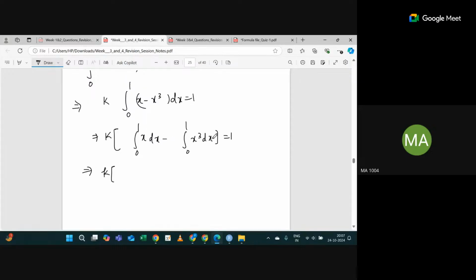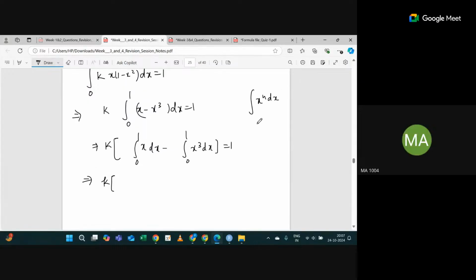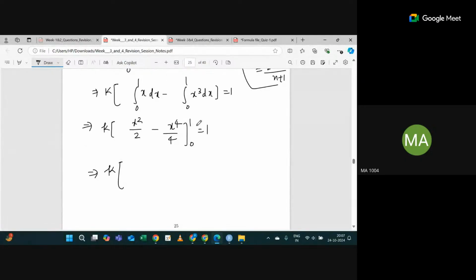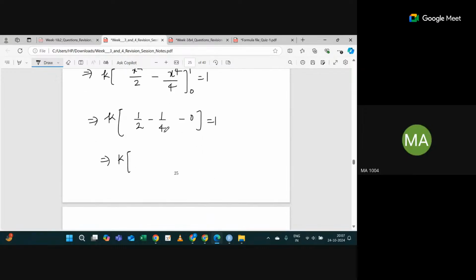So what is the integration part for this? You know that the integral of x raised to power n dx is nothing but x raised to power n plus 1 divided by n plus 1. So it will be x² by 2 minus x⁴ divided by 4, from 0 to 1, equal to 1. First we substitute the upper limit: 1² by 2, which is 1 by 2, minus 1 raised to power 4 by 4, which is 1 by 4. If you put 0, you will get 0. So this is nothing but 4 minus 2, which is 2 by 8, equal to 1. So k into 1 by 4 equals 1. So k is nothing but 4.